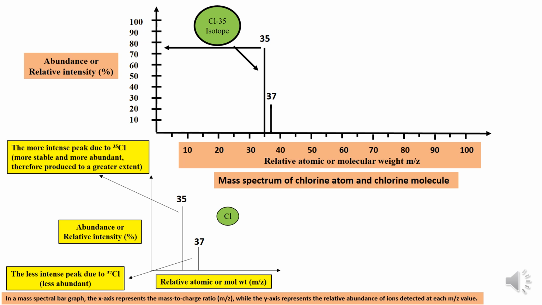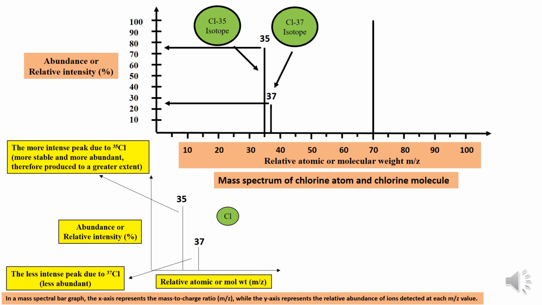Again, for the Cl37 isotope, you get that 37 based on the x-axis, which is nothing but the relative atomic weight. And if you go by the y-axis, you will get the relative abundance, which is approximately around 25%.